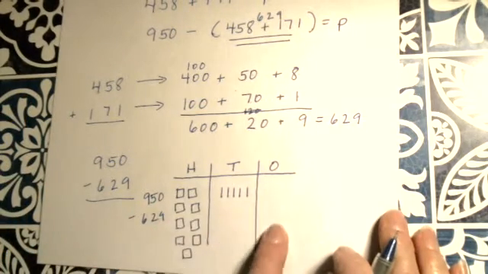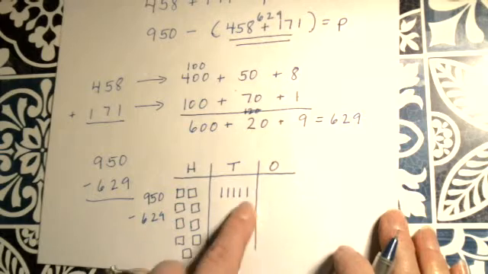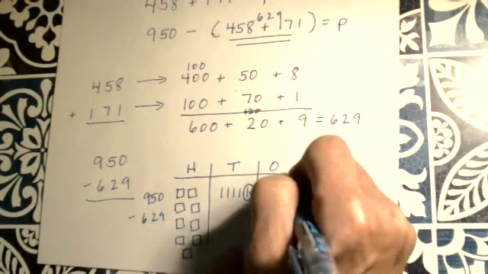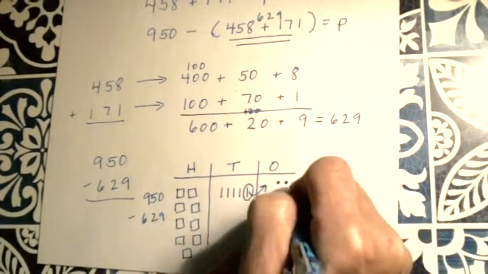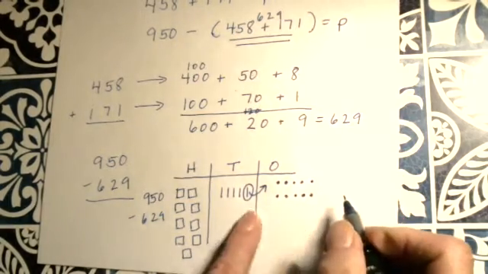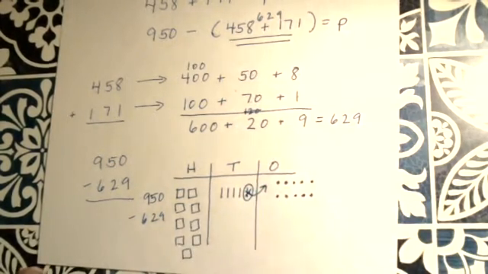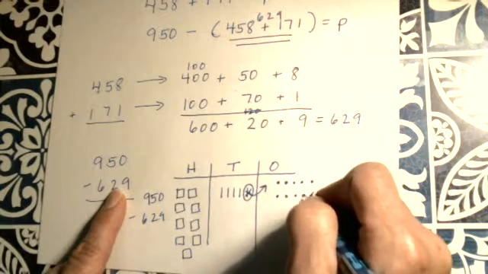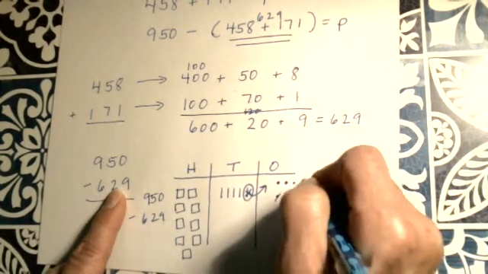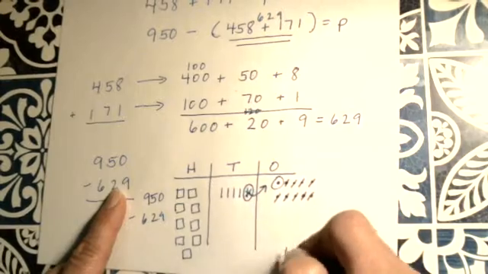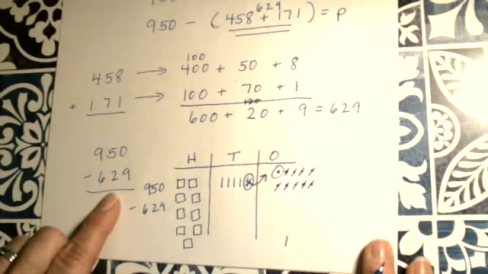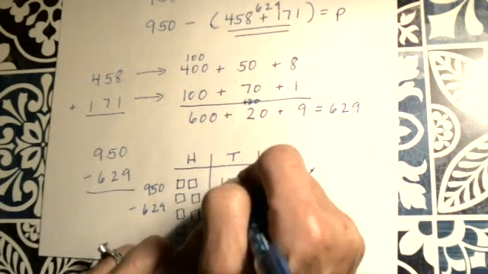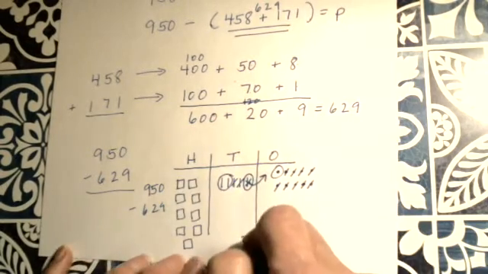Minus 629. I'm going to start, I have to take away from the ones. I have nothing in the ones, so I'm going to take this 10 and bring it over here and make 10 ones. I just exchanged it. I'm going to cross it so I don't use it again. Now I can take 9, and I have 1 left. Now I have to take away 2 from the tens, and I have 2 left.